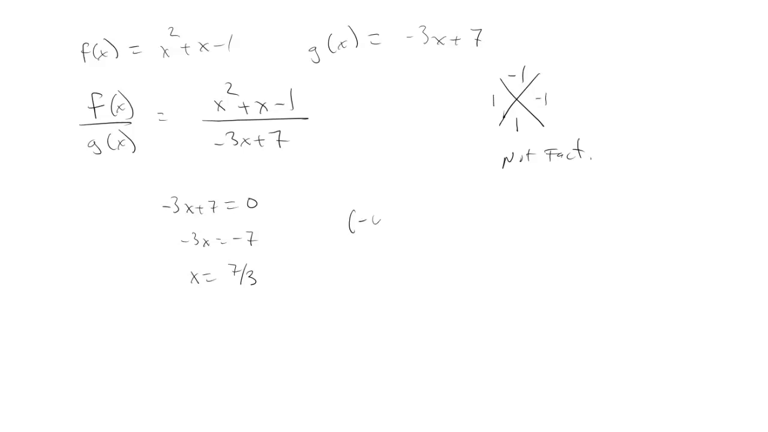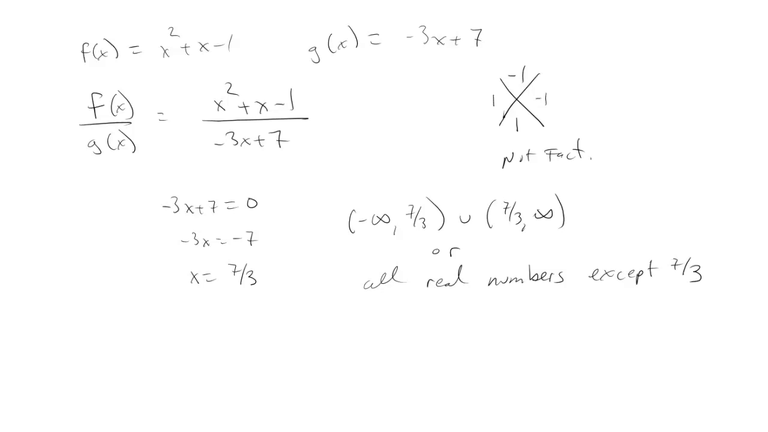So I can either write it like this, negative infinity to 7/3, union 7/3 to infinity, or I can say all real numbers except 7/3. Okay. So that is adding, subtracting, multiplying, and dividing our functions. Okay. What we can also do, we also have something known as the composition of functions.